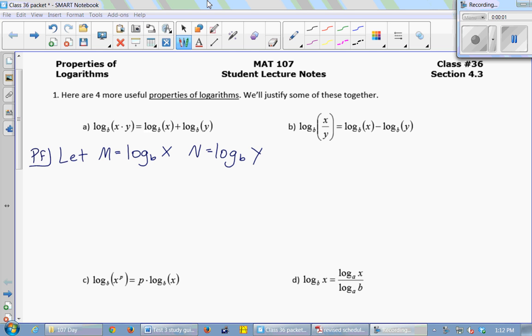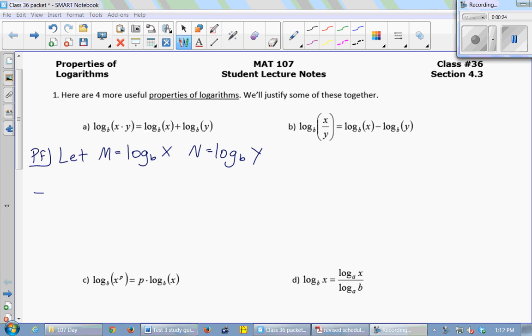So, justifying that log base b of x times y equals log base b of x plus log base b of y. I'm starting with the right-hand side of this equation, and I'm going to work my way back. I'm going to let m, which is just some number, represent log base b of x. And log base b of y, that's some number, I'm going to call it n.